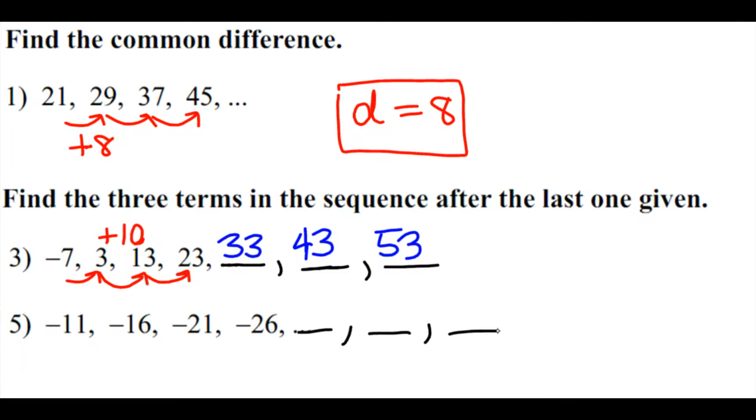Problem 5, same deal. Find the next 3 terms in the sequence. So again, you have to figure out what the pattern is. How are they getting from number to number? In this case, it looks like they're subtracting 5. Negative 11 minus 5 is negative 16. Subtract 5 to get to negative 21. Subtract 5. So it looks like we're subtracting 5 for this pattern. And so the next numbers, if you subtract 5, you're going to get negative 31, negative 36, negative 41. These are arithmetic sequences. That's because on number 3, I added 10 every time, and on number 5, I subtracted 5 every time.